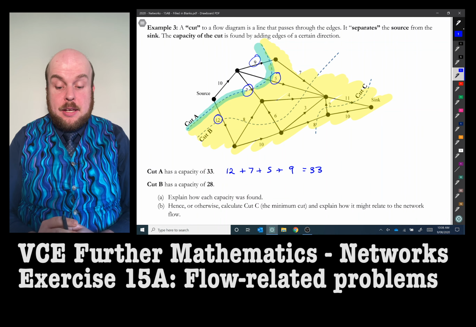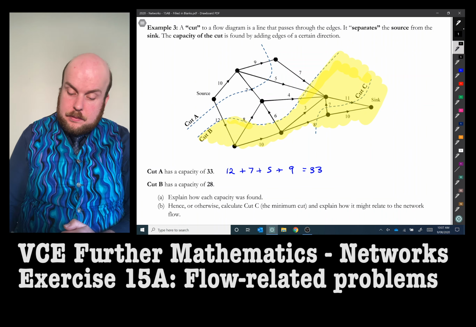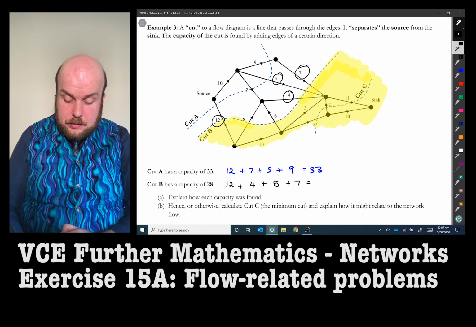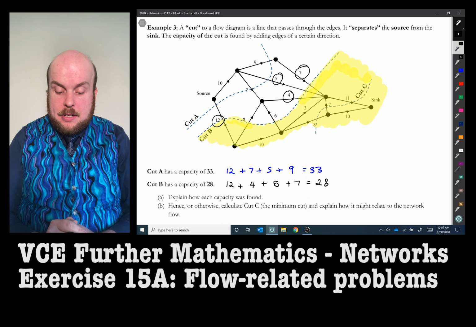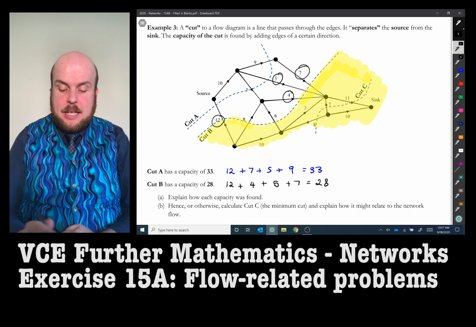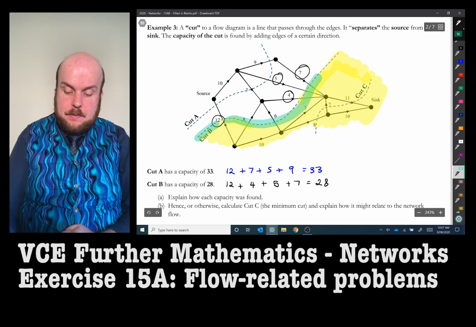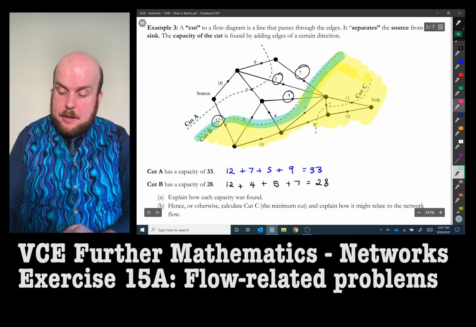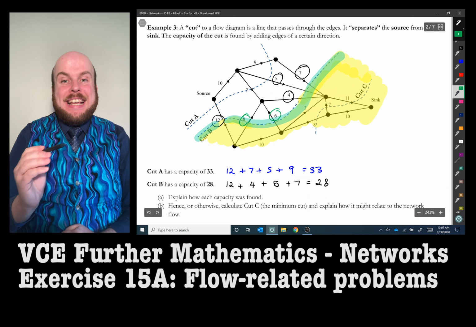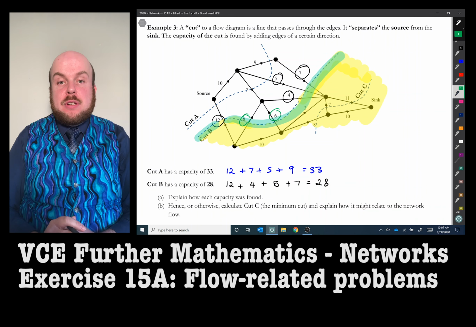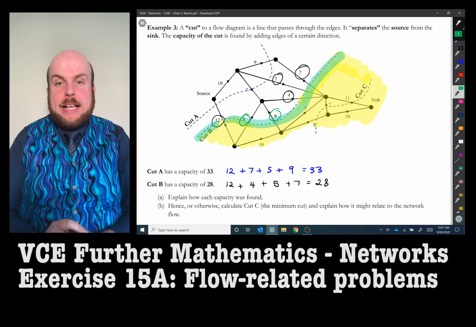I will do the same thing, but for cut B. You'll notice here I've only circled 4 out of the 7 edges that this cut B touches. This is because the one marked with 8 and the one marked with 6 are going from the yellow side back into the white side, so it's going from the sink to the source. So we do not need to include those when we're counting the cut.